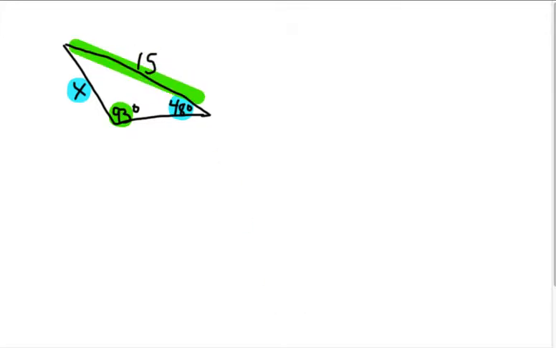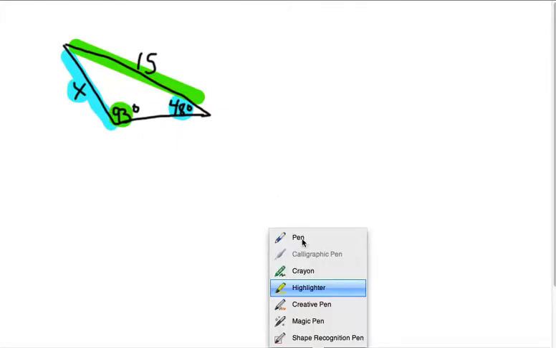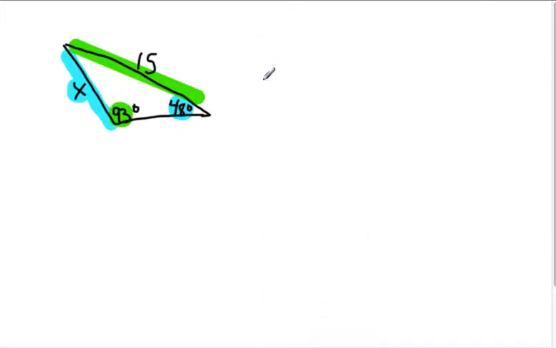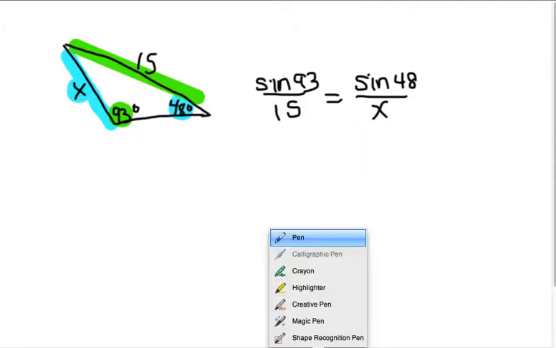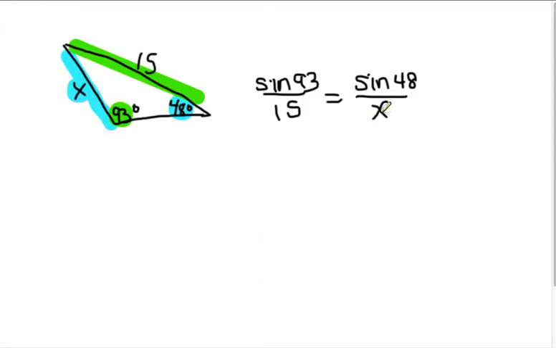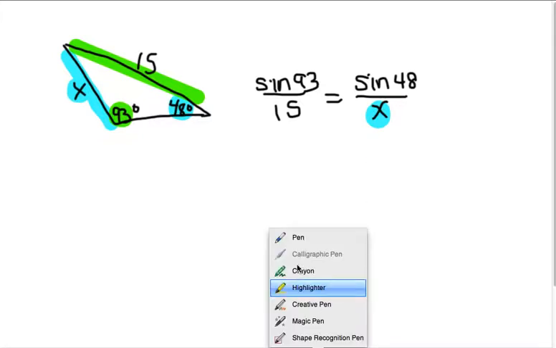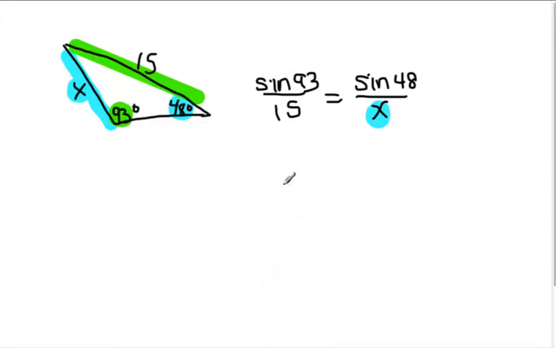Okay, so we're going to set up a proportion. So our proportion that we're going to set up is, I'm going to say that the sine of 93 over 15 is equal to the sine of 48 over x. Okay. So the next step right now, what we want to do is we want to solve for x. So to solve for x, I'm going to switch these two first.